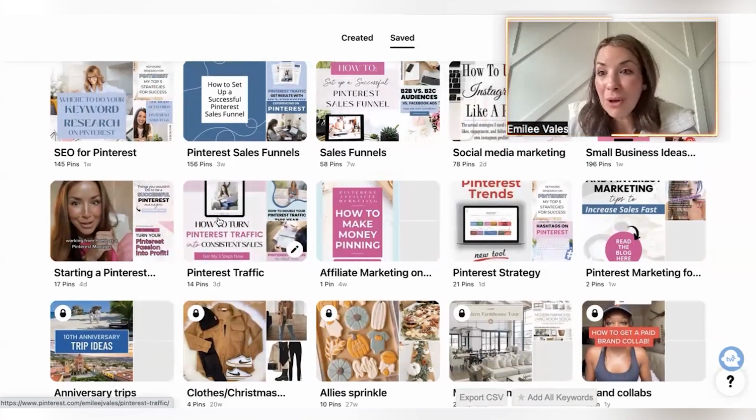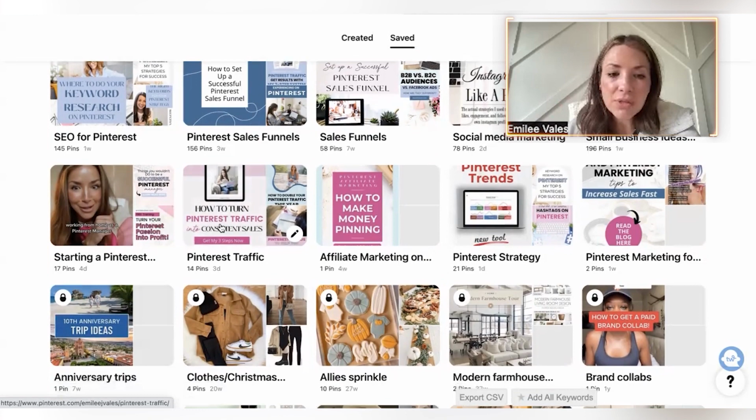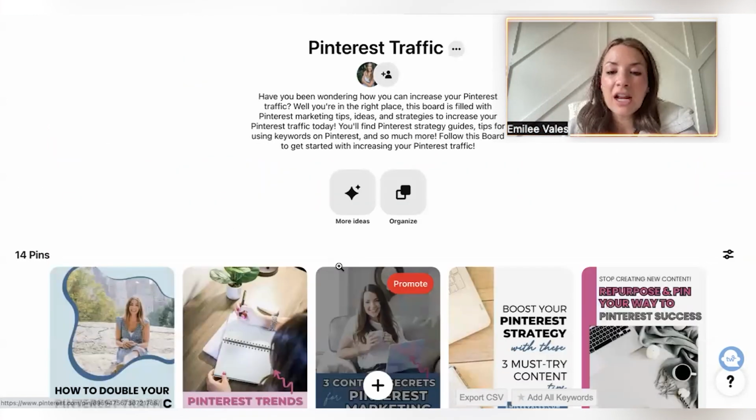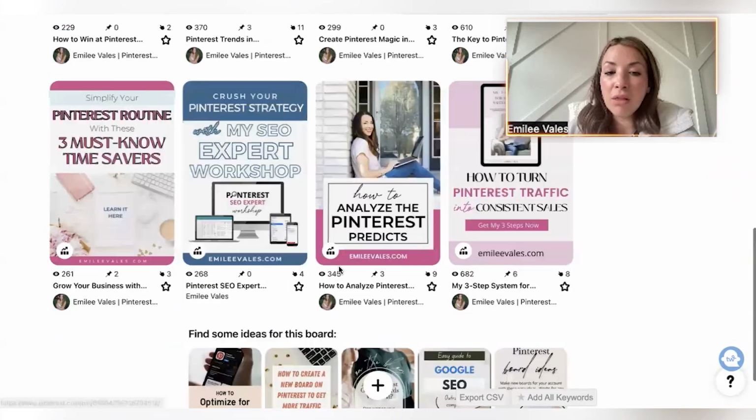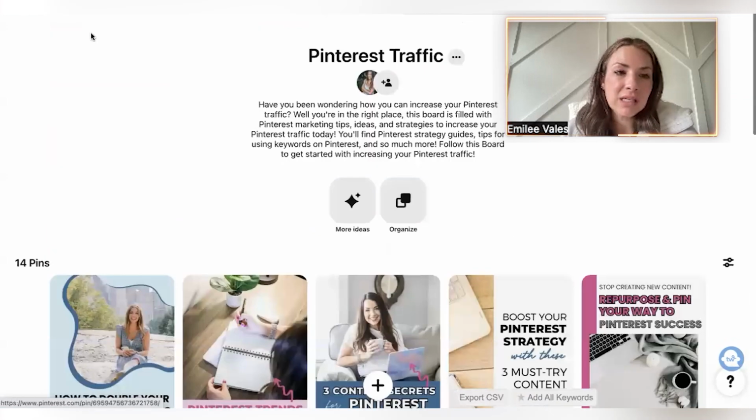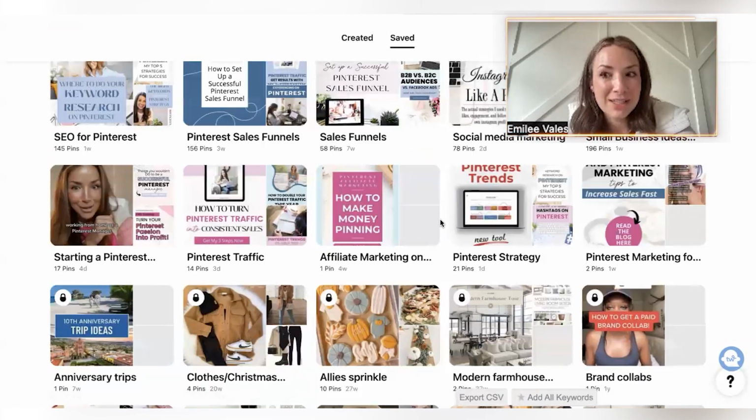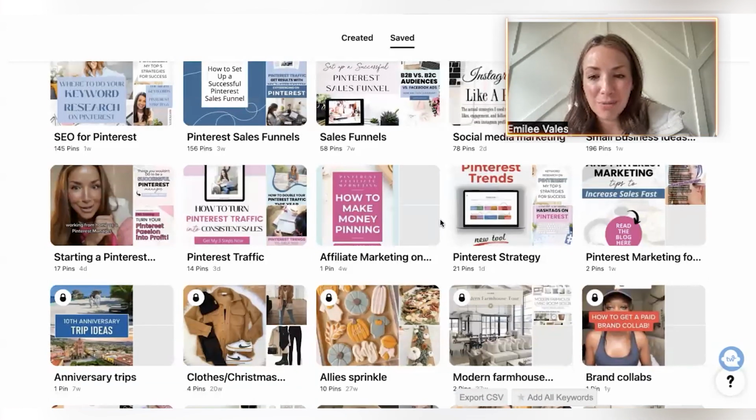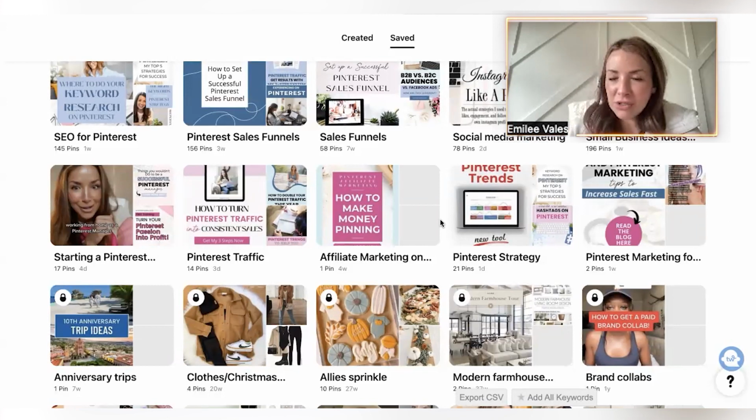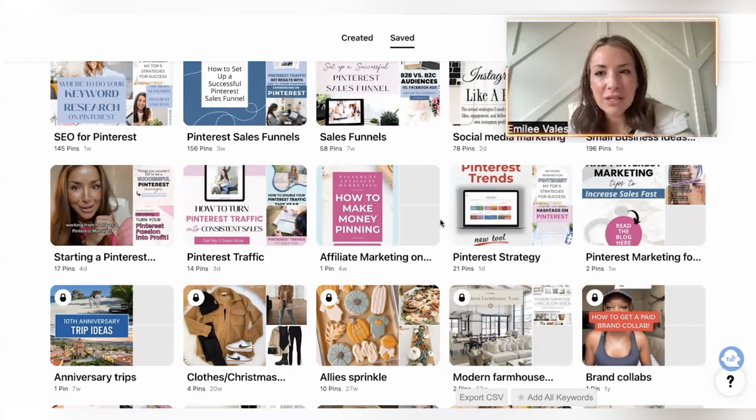So I'm going to go through board by board. I'm assessing the titles, the descriptions. You can also assess the content on the board. One thing as you're assessing the boards, so this one, Pinterest traffic, doesn't have a lot of content. I just created this one a few weeks ago. All of the pins are mine. If you are assessing your boards and maybe it has a great title, it has a great description, but maybe a quarter of the pins are actually yours and all of the other pins are content from other creators, you have to ask yourself, am I creating enough content for this? Is this still something that I want to have?